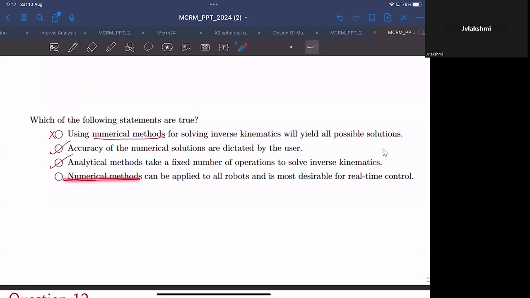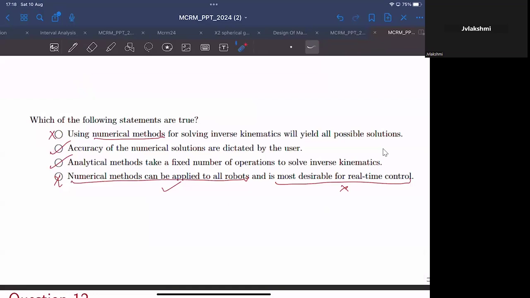The fourth statement is numerical methods can be applied to all robots and is most desirable for real-time control. So the first part is actually correct. It can be applied to all robots, but it's not really desirable for real-time control because you don't know the computational cost, since everything happens behind a black box. So it may take a long time to converge to a solution. So in that regard, it cannot be ideal for real-time control. So yeah, I think this option is also false. The question says which of the statements are true.